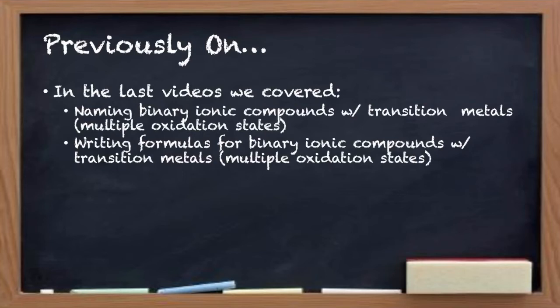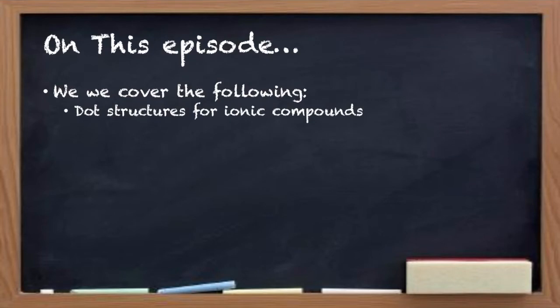So in the last video, we talked about how to name ionic compounds with these transition metals that had multiple oxidation states. So that's where those Roman numerals came into play. So we went from name to formula, formula to name. And so today we're going to use that a little bit. If we give you a formula of a compound, now we're going to ask you to draw the dot structure of it. So that is why it's important that you know how to go from name to formula and formula to name.